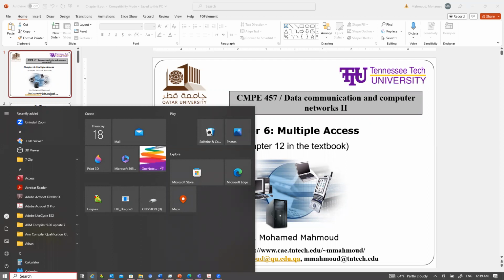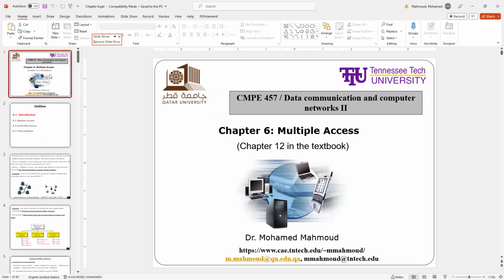But we want something different. You should understand how the protocol works. You don't need to memorize these figures, okay? You don't need to memorize them, but you need to understand how it works. I'm not going to ask you to draw any of these figures, but you should understand how every protocol works.